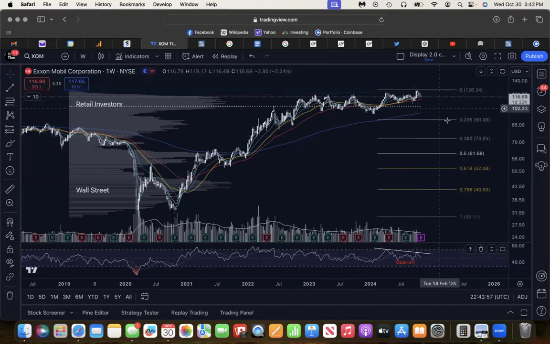We do expect it to come back down here and retrace about 50% of this move, which would take it down to the 0.5 Fibonacci level, which coincides with this reaccumulation volume shelf right in here. So if you're long Exxon, I hope you're listening. It is a time to raise your stops.